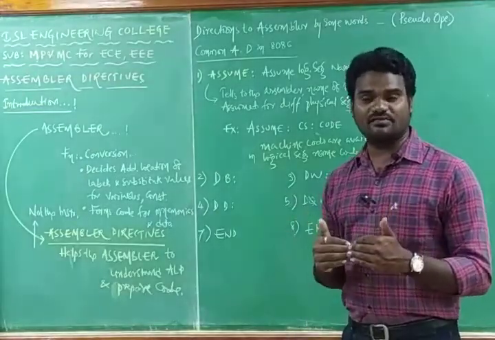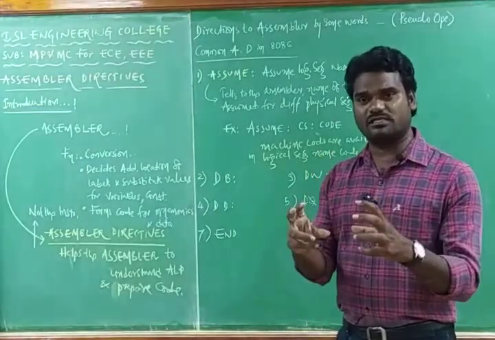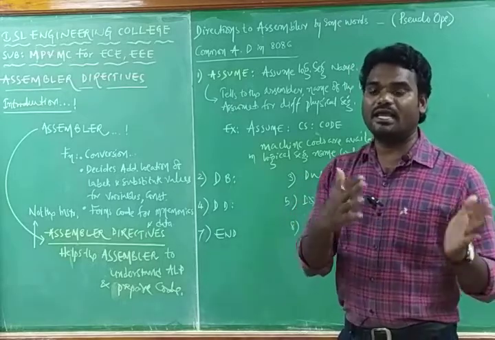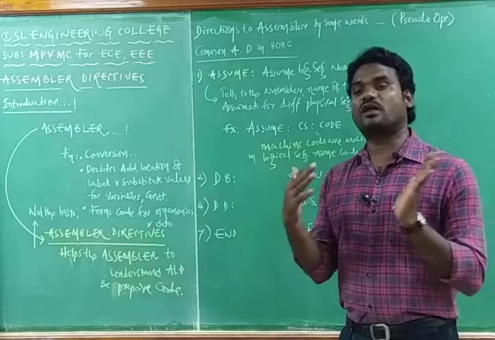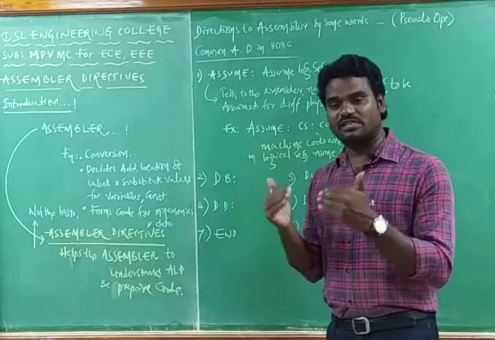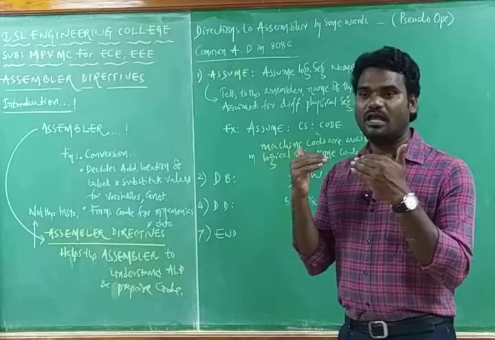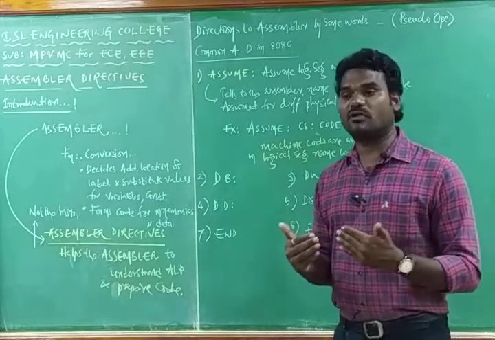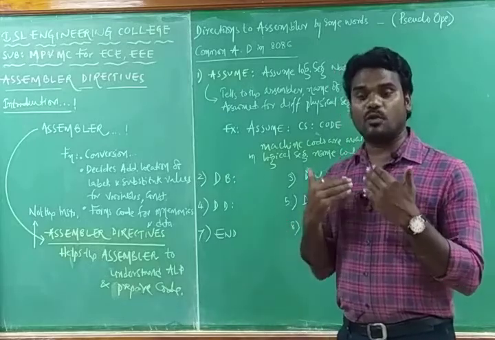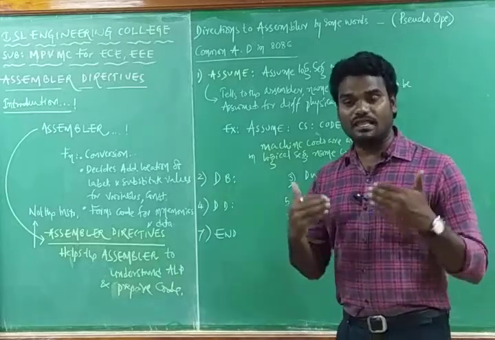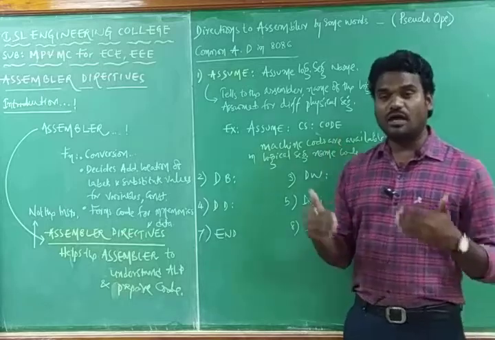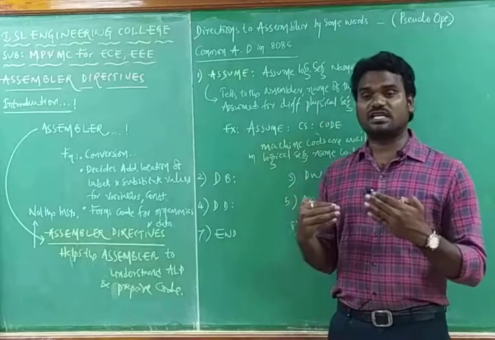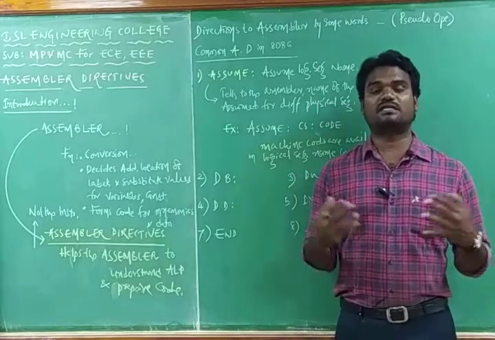These assembler directives are simple short forms of English words which give directions to the assembler in converting the assembly language program to machine language, because the 8086 microprocessor can understand only machine language, but the programmer cannot program the 8086 microprocessor in machine language. In order to do that, the programmer would have to remember or memorize many instructions in binary form. It is practically not possible.